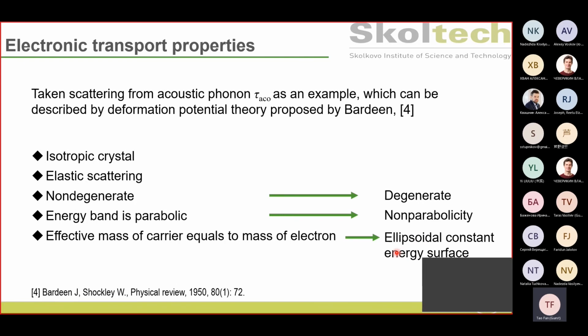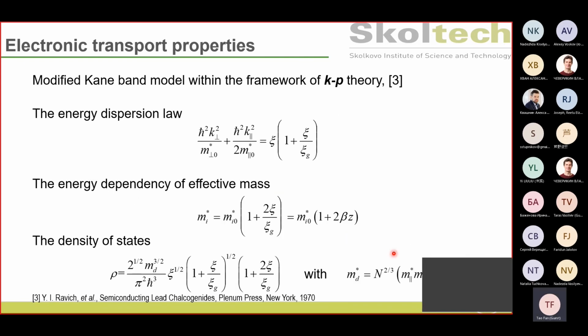The constant energy surface should more commonly be an ellipsoid. So the first step is to establish the relationship between the wave vector and energy, for which we usually use a Kane band model. This is for the conduction band minimum or valence band maximum.